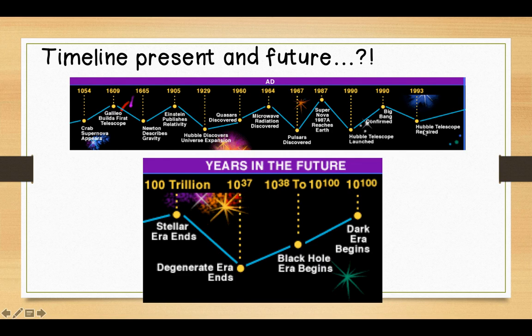repaired so that it could keep being used. So the Hubble telescope was launched in the 1990s. That was when we were able to confirm the Big Bang Theory. And then the Hubble telescope was repaired.